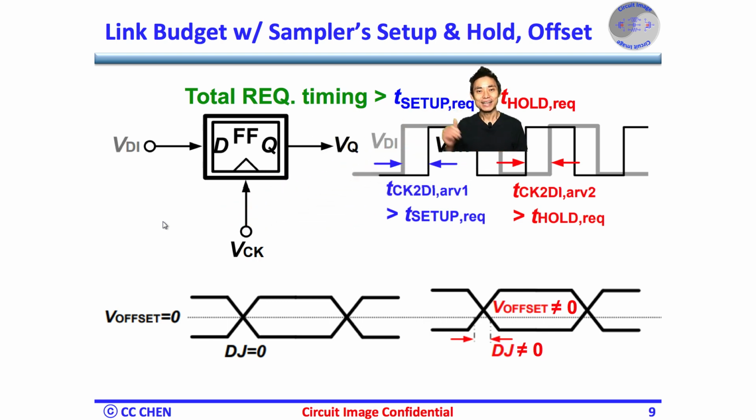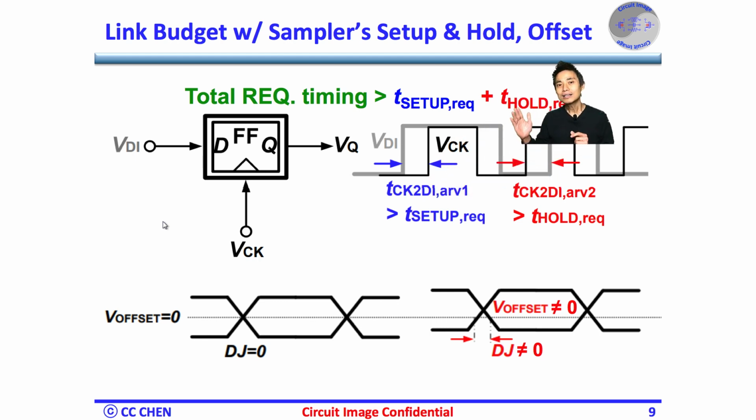Correct. The setup and hold time are the hard rules here, which means the clock arrival time must be later than the data arrival time, and the time difference must be larger than the flop setup time requirement. On the other hand, the clock arrival time must be earlier than the data arrival time, and the time difference must be larger than the flop's hold time requirement.